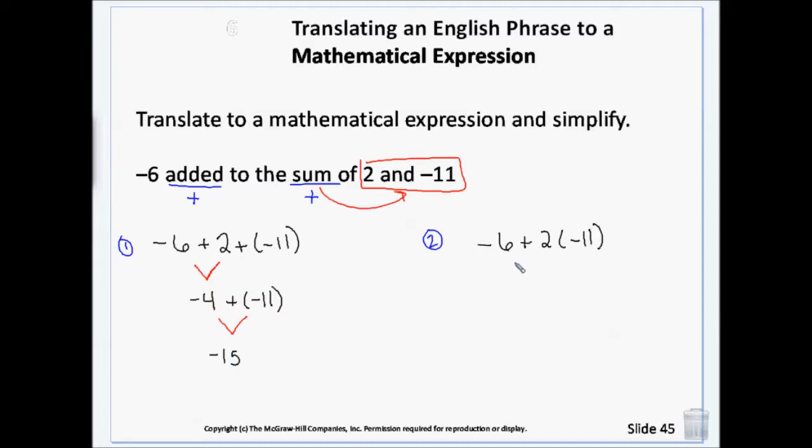And for method 2, I'm going to rearrange it. Whoa, I forgot the plus. Totally different sentence that I just wrote there. Plus negative 11. Okay. So for this method, I'm going to rearrange the problem. So I'm going to put the negative 6 and the negative 11 together, and then the positive 2 by itself. I'm going to take that negative 6 and that negative 11, and I'm going to combine them to get negative 17. And I'll add 2 to that. And then I'll add those two together, and I get negative 15.